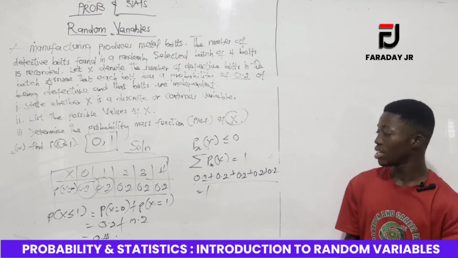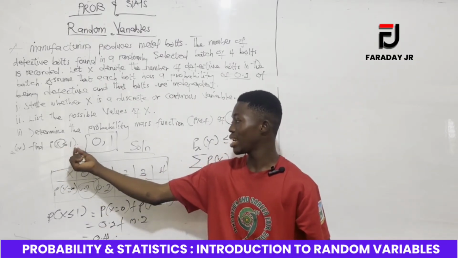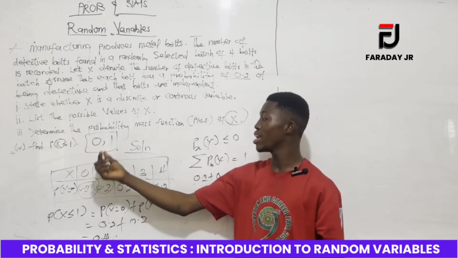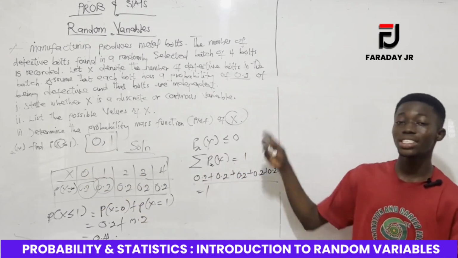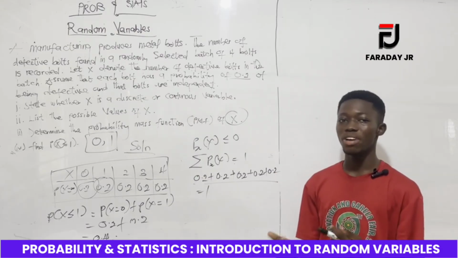So this is the probability that x is less than or equal to 1. That means we are considering x being equal to 0 and x being equal to 1. This is just a typical practical example of what a PMF question looks like.